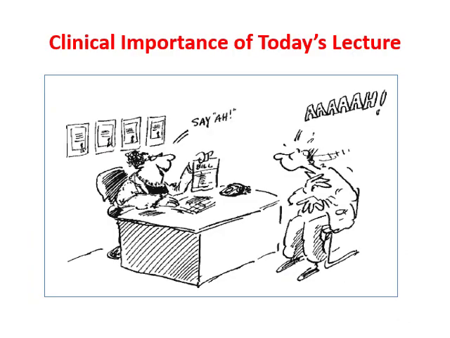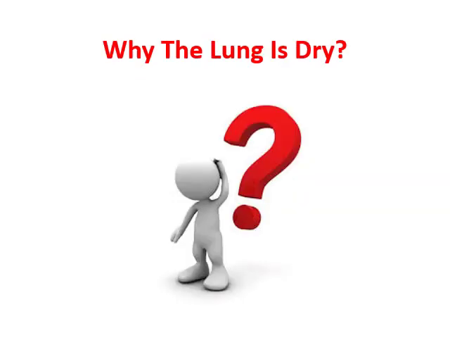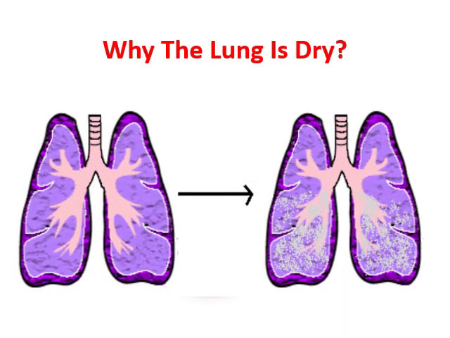What could be the clinical importance of today's lecture? After knowing the information in today's lecture, we have to ask ourselves an important question. Why is the lung dry? The answer is the pulmonary capillary hydrostatic pressure is only 10 mm mercury, while the colloidal osmotic pressure of the plasma protein is 25 mm mercury.